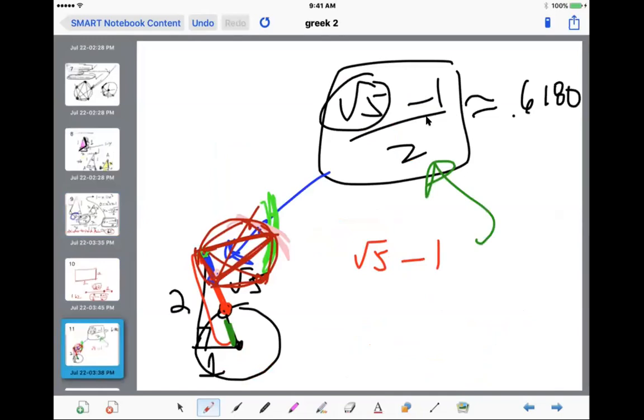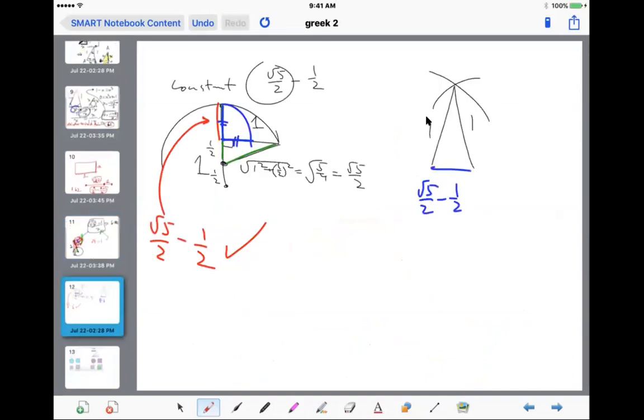As a challenge, you could make a regular pentagon. It would take about a half hour, I guess, to do all the different steps, but it's pretty satisfying when it's all done.